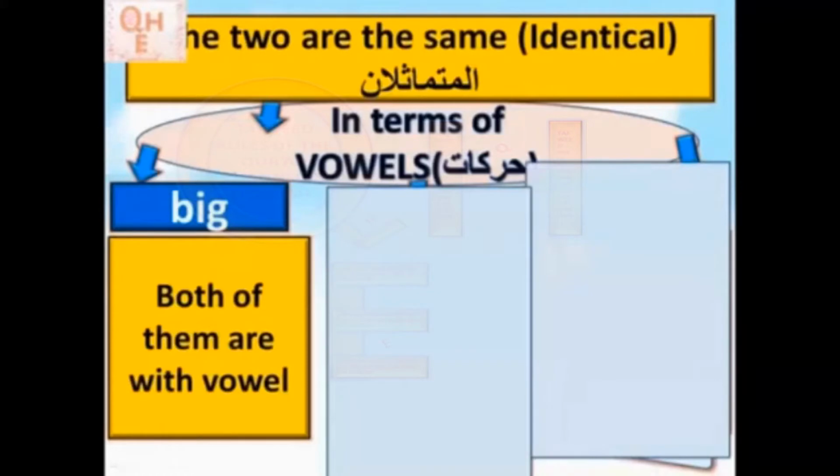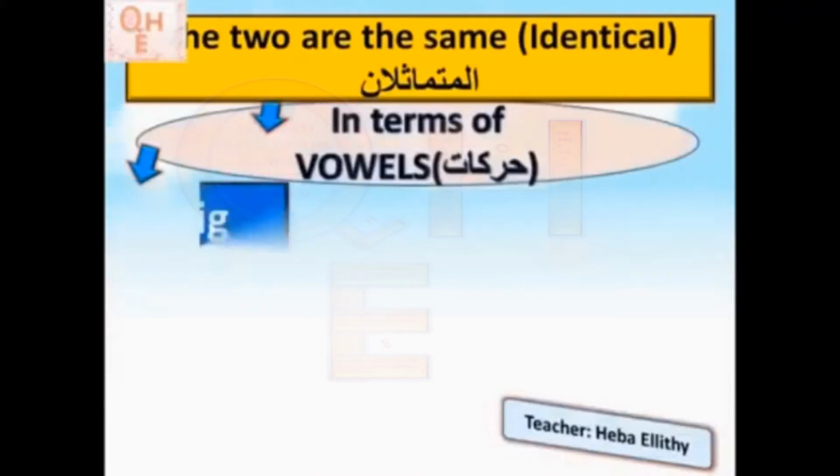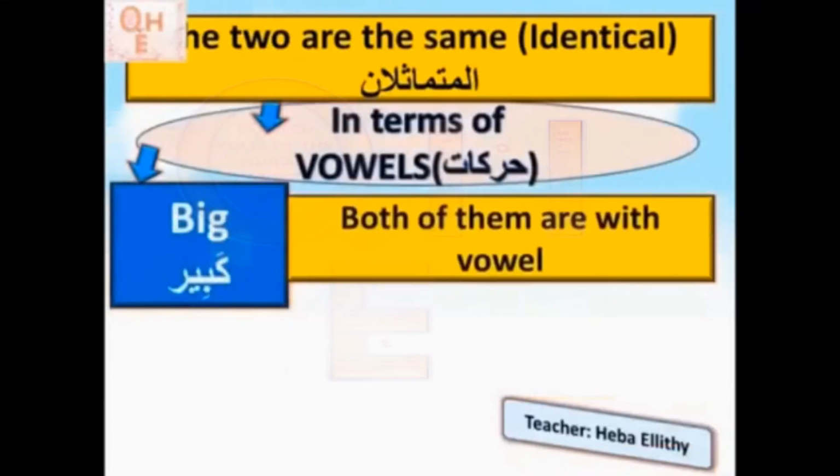In our class for today, inshallah, we will explain the kabir, the big one. We explained small last time. Today we explain the big one. We are still under the identical letters, المتماثلان. Let's go here and explain: big or kabir means both of them are with a vowel.